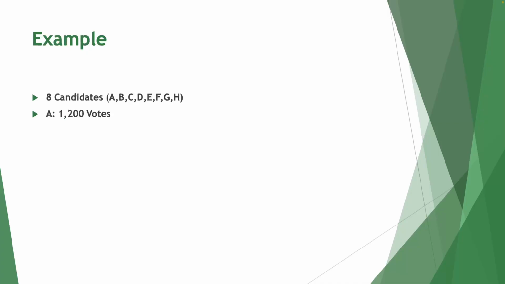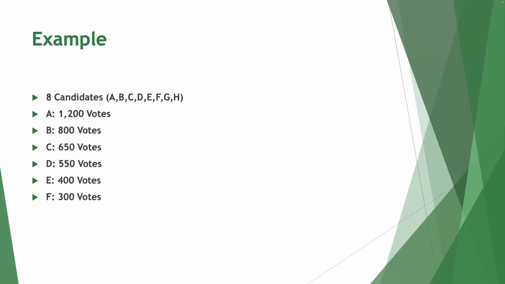Let's say that candidate A gets 1,200 votes, candidate B 800 votes, candidate C 650, D 550, E 400, F 300, G 250, and then finally H 100.